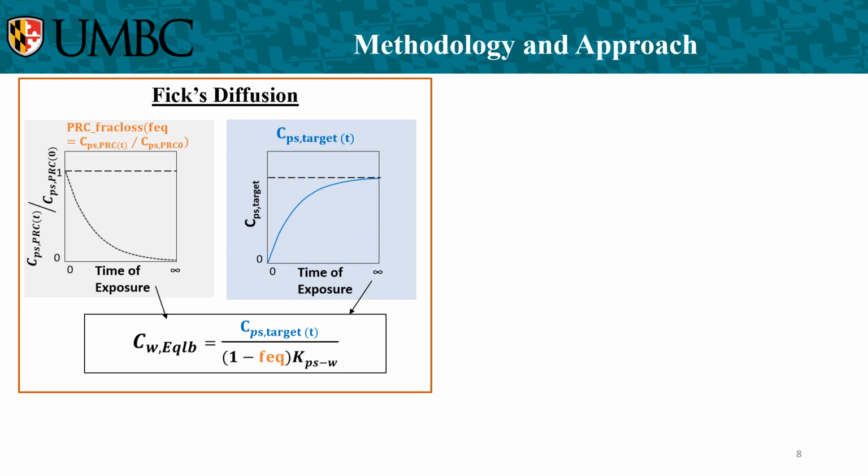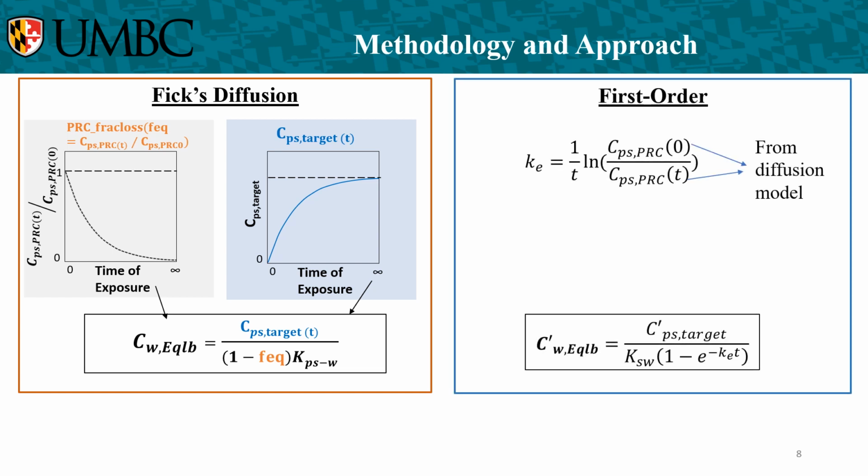From the first simulation, we get the fractional loss of the PRC term at the end of the exposure time, and from the second simulation, we get the mass of target analyte accumulated in the sampler. From these, we can calculate the corrected water concentration at equilibrium using the right partition coefficient. For the first order model, the mass transfer coefficient is proportional to the natural log of the ratio of initial and final PRC concentration in the sampler.